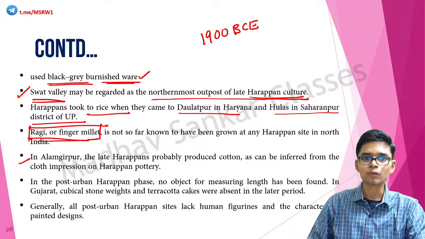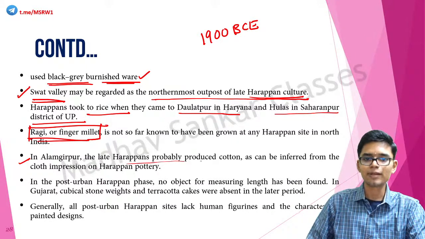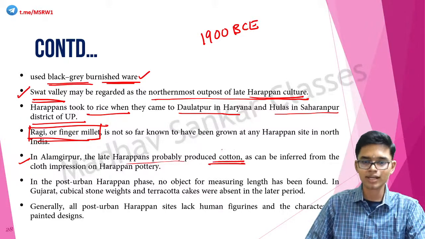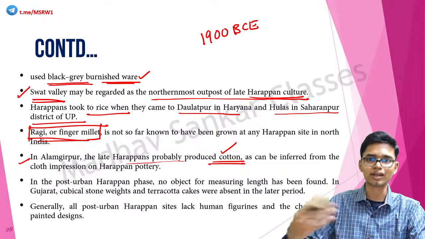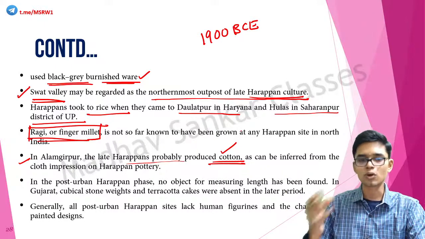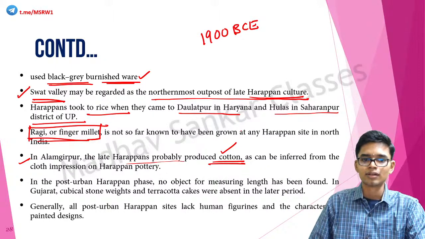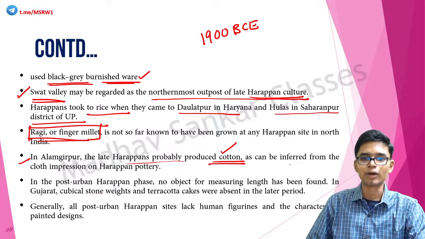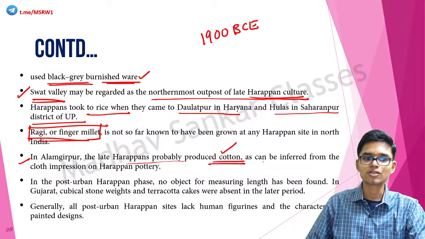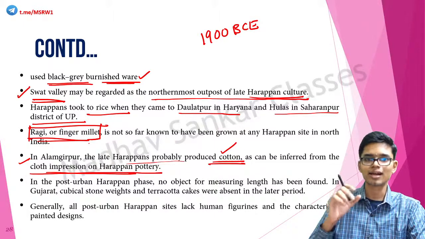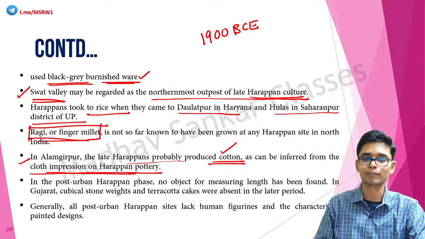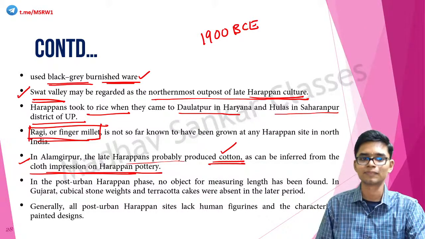In Alamgirpur, the late Harappans probably produced cotton. We already established this fact: Harappans knew about cotton and about weaving. In the late Harappan phase also, cotton was produced. We can conclude this from the evidence of cloth impression on Harappan pottery. From that impression, it is identifiable that Harappans knew about cotton, even in the late phase.